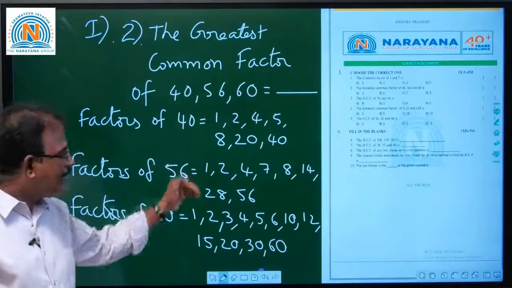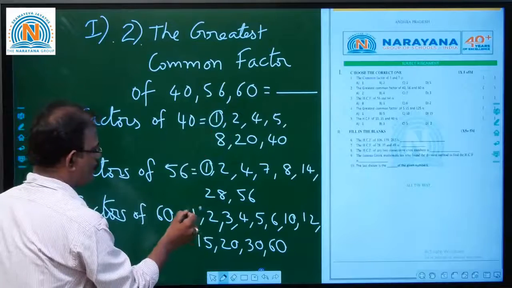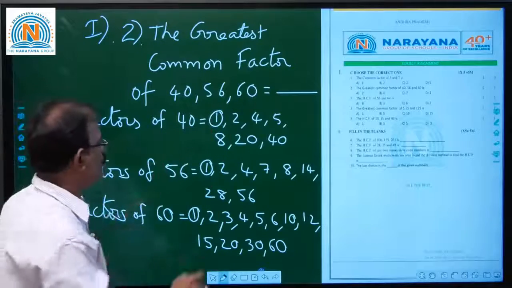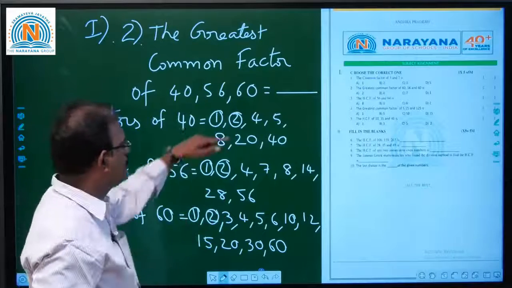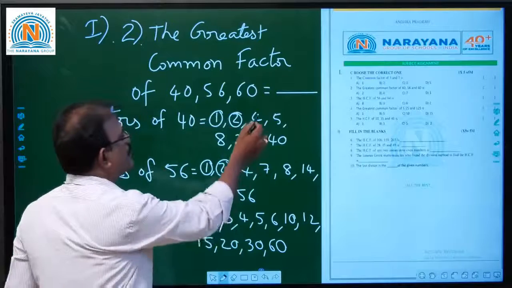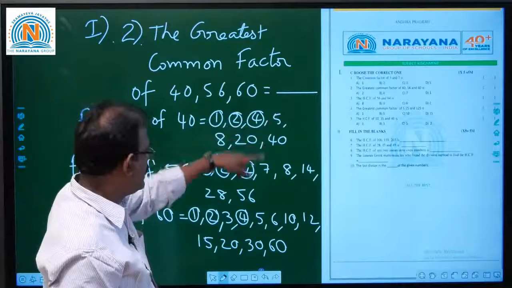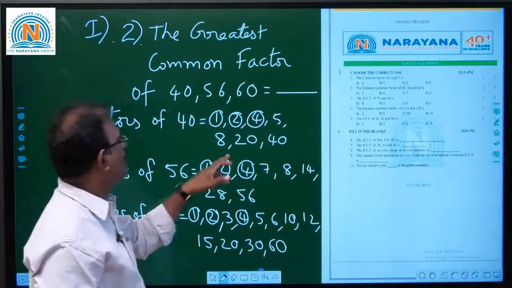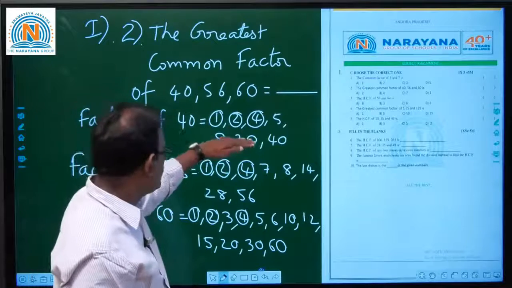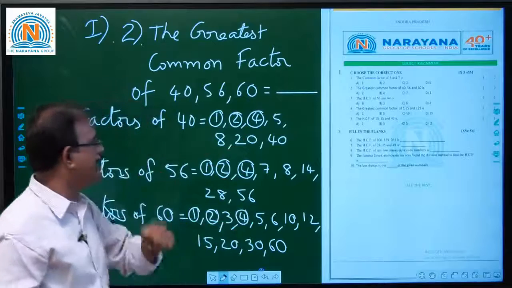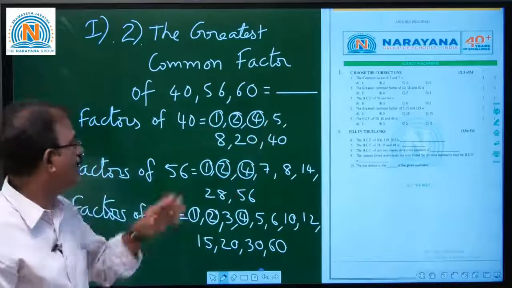Now identify the common factors, children. 1, okay, 2 also common. Next 4 also there, then 5 is there but not there for 56, 8 is there for first 2 but not there for 60, 20 is there for first and third but not there in second, 40 is there only for first one. So there are no common factors other than these 3.